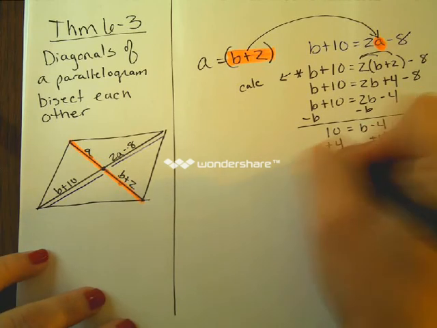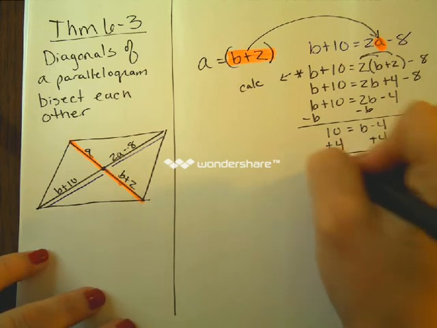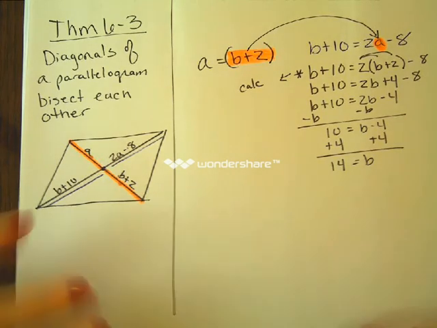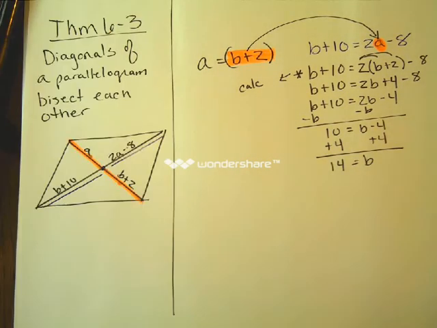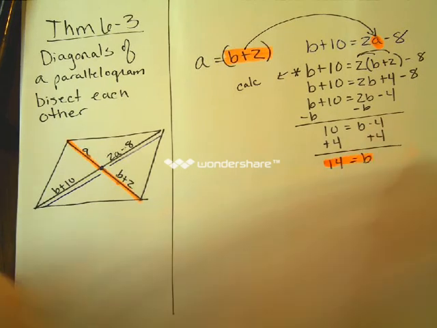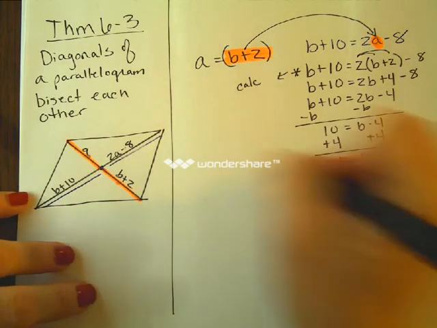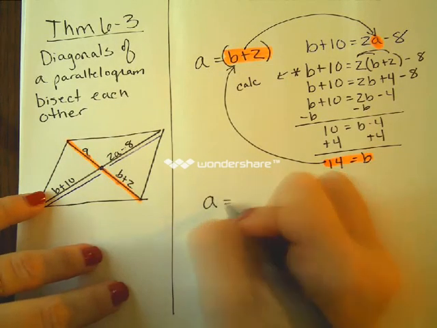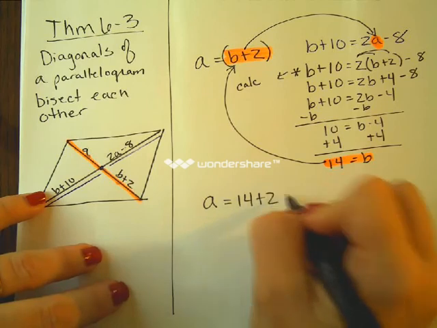Okay. Now I still haven't solved for a, so now I need to take this and plug it back in here. So a equals 14 plus 2, which is 16. And there's my two answers.